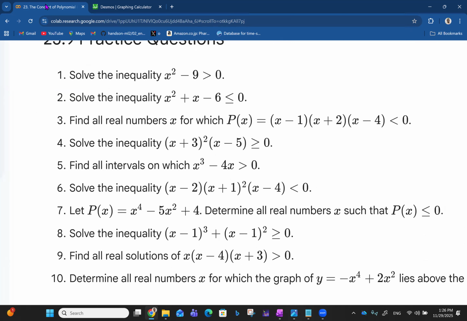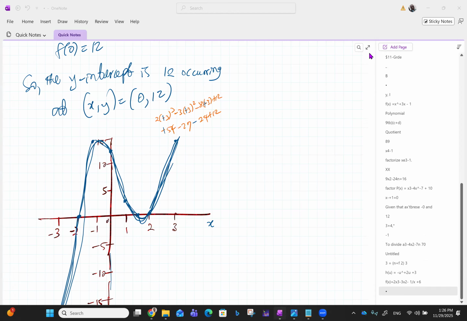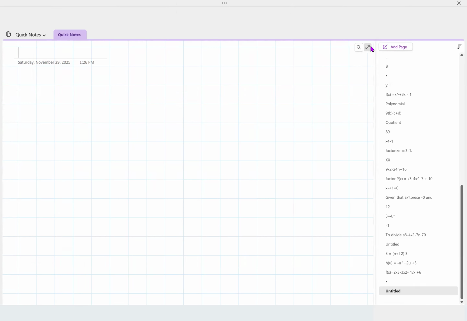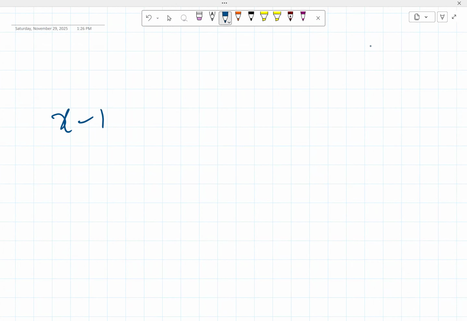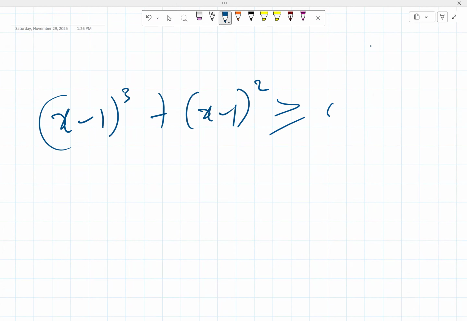Okay, before I go, I want to solve number 8. Number 8 says solve the inequality x minus 1 cubed plus x minus 1 squared greater than or equal to 0.